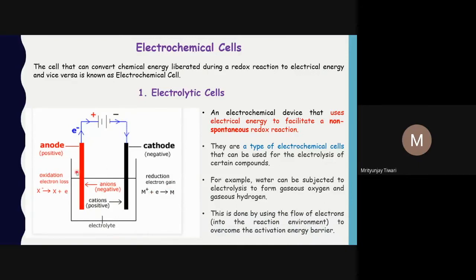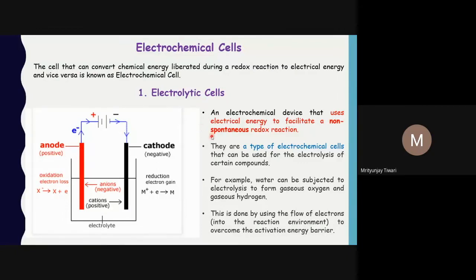So what happens? At the anode, oxidation happens. Always remember, whether it is an electrolytic cell or a galvanic cell, at the anode oxidation always happens. However, the polarity differs: in an electrolytic cell the anode is given positive polarity, but in a galvanic cell the anode is given negative polarity. How that is, we will see later when we study the galvanic cell.